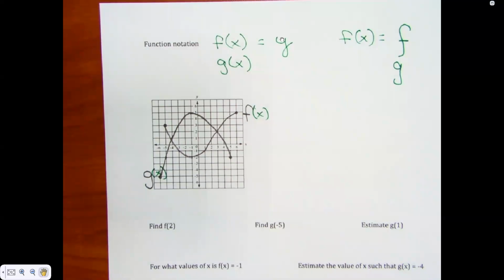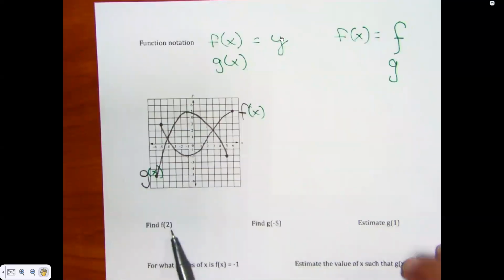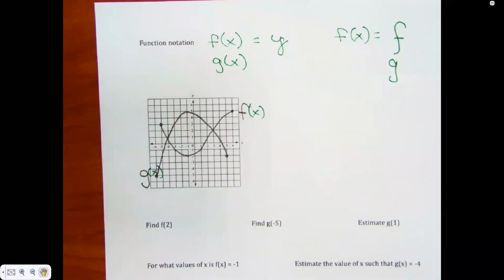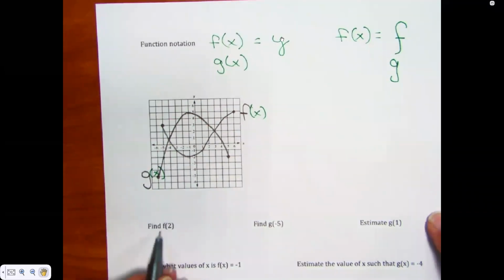That says there's a whole sentence right there in those 4 symbols. This says go to the f function. X is 2, tell me the y value. That's what that whole thing is saying. I have to go to the f function.